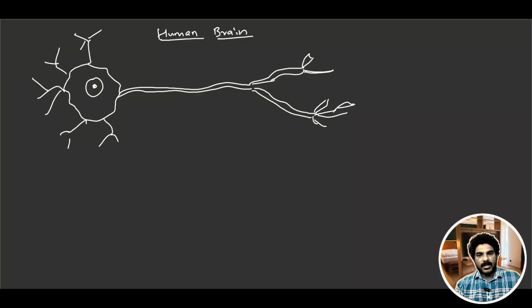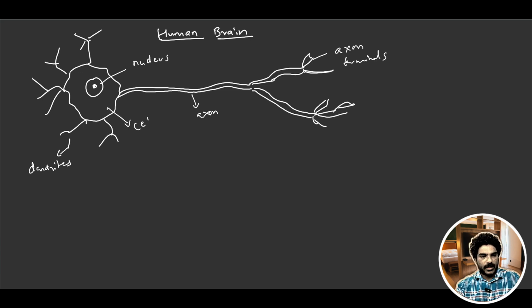I have drawn a human brain here, and let's see what components it has. So this is the dendrites, this is the nucleus, this is the axon, and these are the axon terminals. And this is called the cell body. So this ANN is also mimicking this human brain. Let's see how.